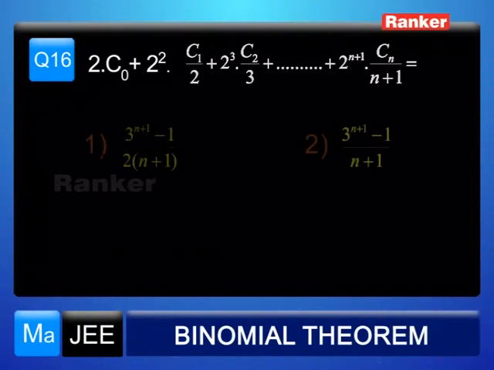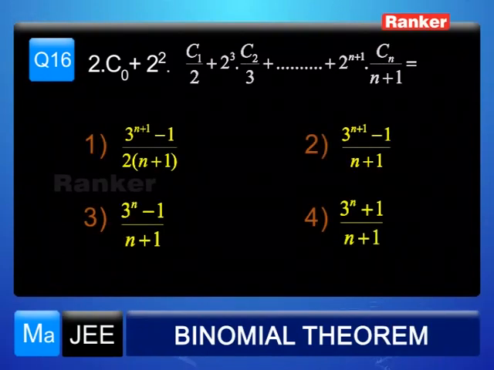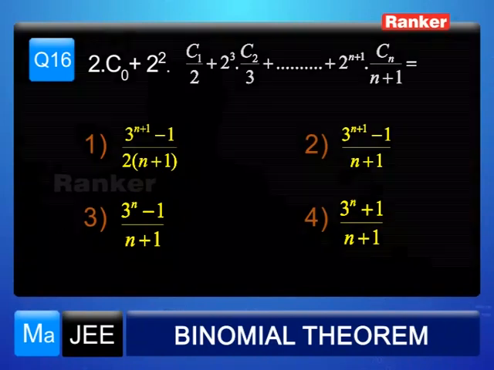Question number 16. 2 into nC0 plus 2 square into nC1 by 2, 2 cube into nC2 by 3, so on and so forth, 2 power n plus 1 into nCn by n plus 1 is equal to, first option, 3 power n plus 1 minus 1 by 2 into n plus 1. Second option, 3 power n plus 1 minus 1 by n plus 1. Third option, 3 power n minus 1 by n plus 1. Fourth option, 3 power n plus 1 by n plus 1.